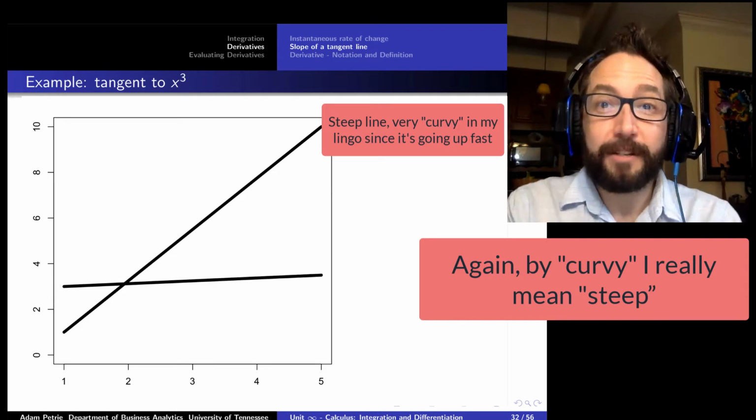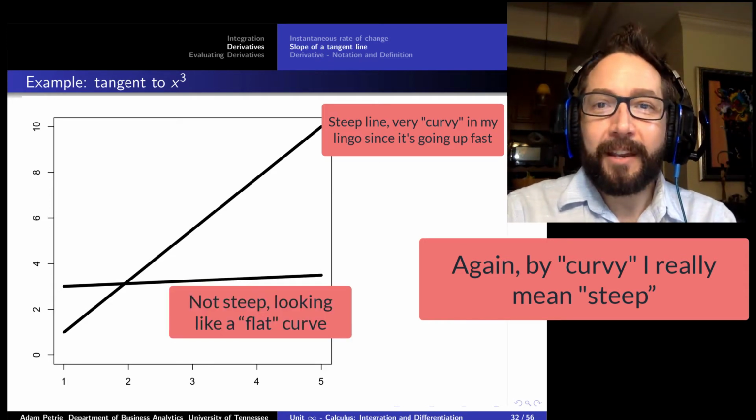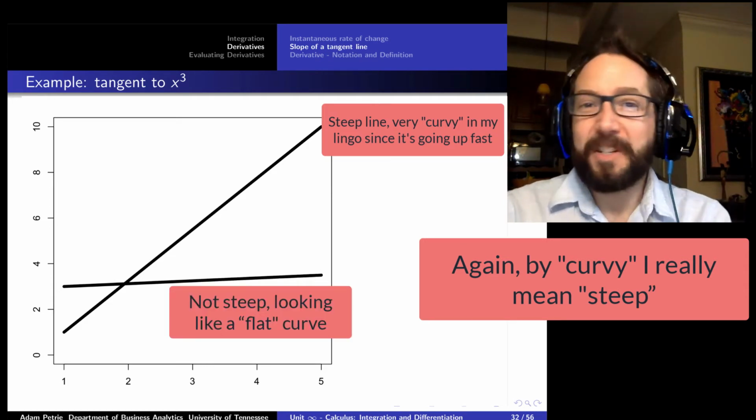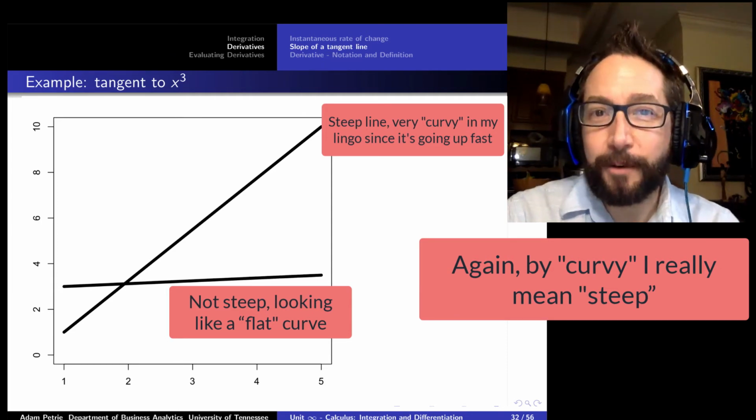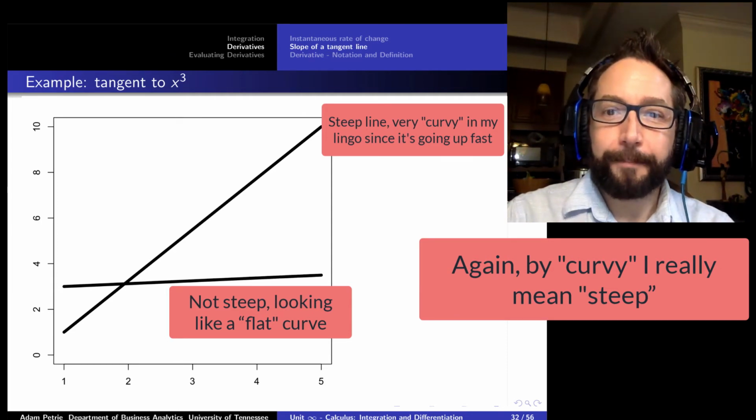If it's very steep, it's curving up really quite a lot. If we have a derivative that's close to 0, it's not very curvy. It's getting fairly close to looking like a straight line.